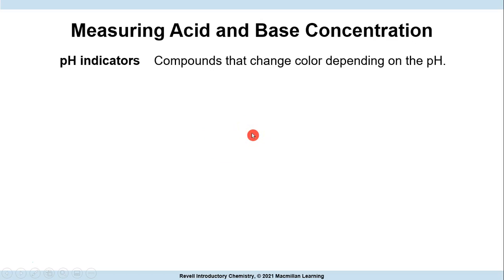Now let's see how we can measure acid and base concentrations. To measure acid and base concentrations, we can use what are called pH indicators. And what are pH indicators? pH indicators are compounds that change color depending on the pH.